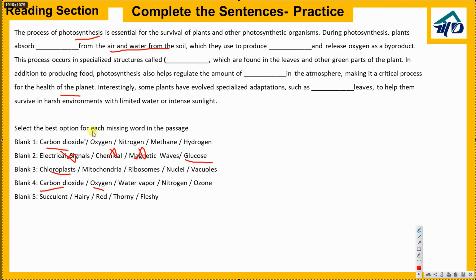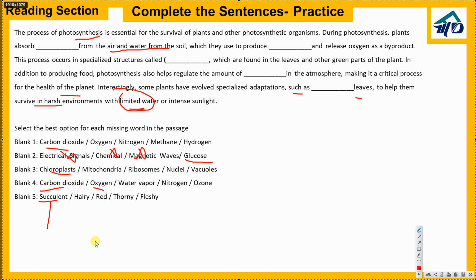So that's why CO2. Interestingly, some plants have evolved specialized adaptations, such as dash leaves, to help them in harsh environments with limited water. Okay, limited water. I'll go with succulent here. Succulent means which is full of water content, full of juice. So in limited water, hairy leaf will help you? Red, thorny, fleshy, no. Only succulent, which is rich in water content.